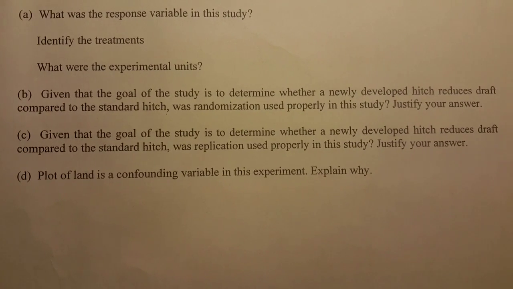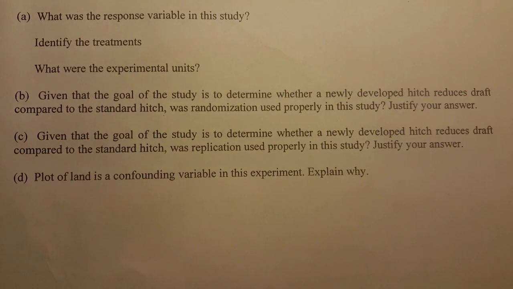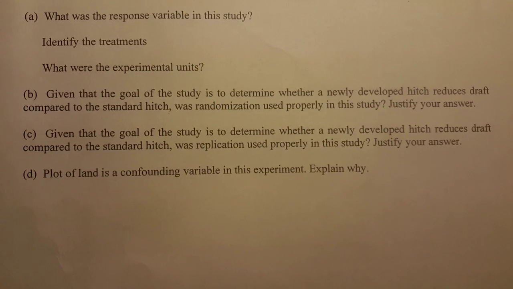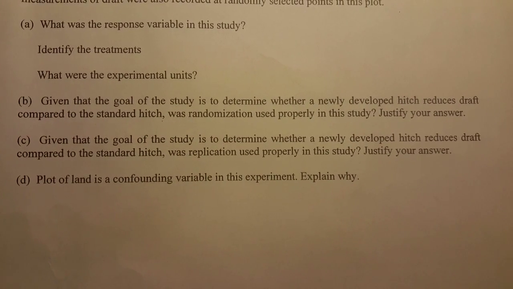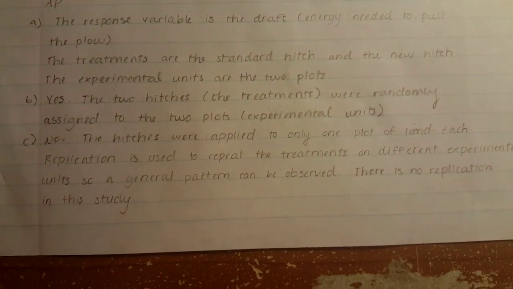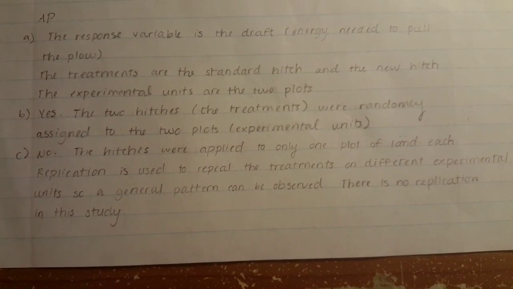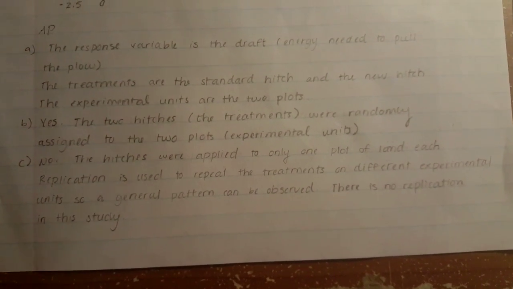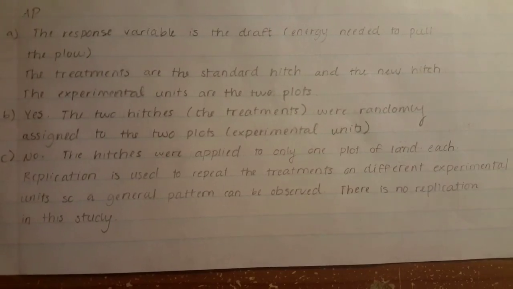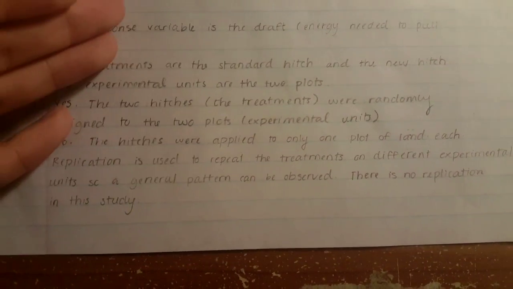C. Given that the goal of the study is to determine whether a newly developed hitch reduces draft compared to the standard hitch, was replication used properly in the study? Justify your answer. Well, this time, no. Replication was not used properly. The hitches, which are the treatments, were applied to only 1 plot of land each. So the standard one went to 1 plot and the new hitch went to the other.